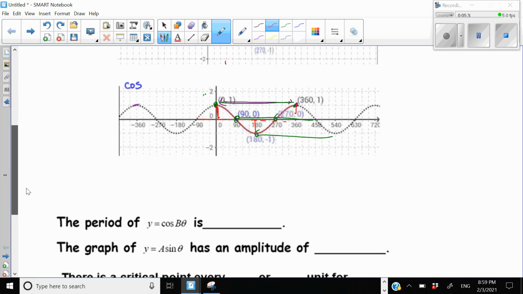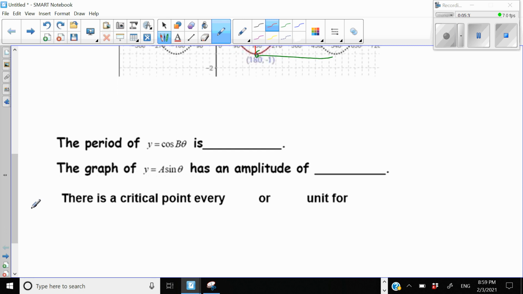We also learned that if we make some transformations on our function, like this one, for example, or let's say y equal to sine of b theta, we are going to multiply the x value of the function, or theta, by a number.